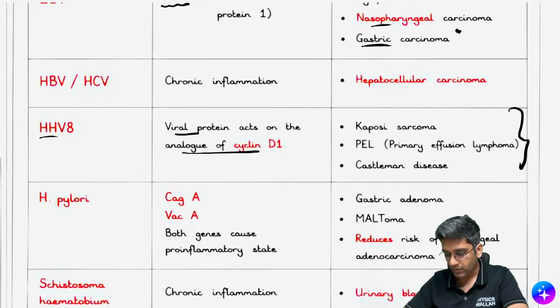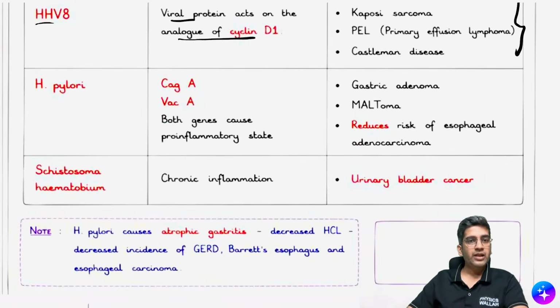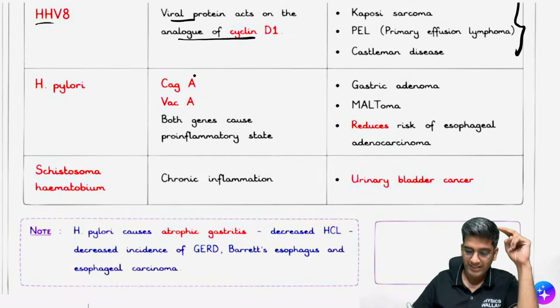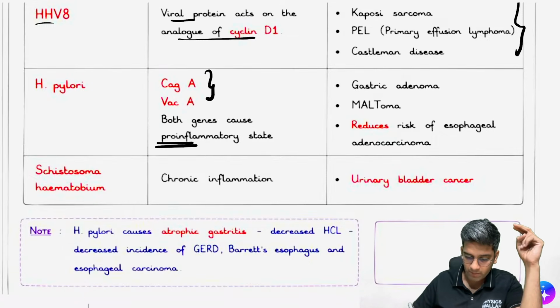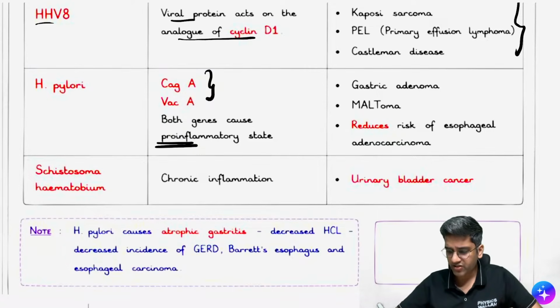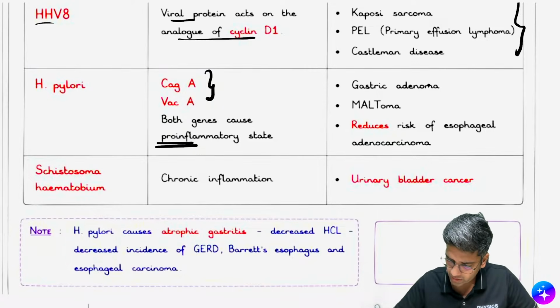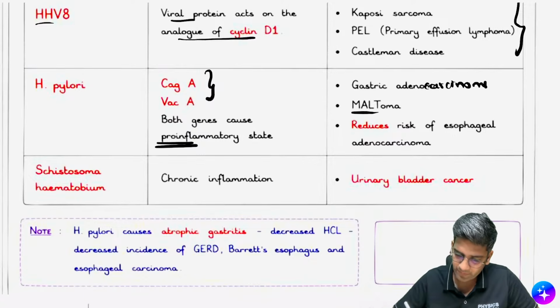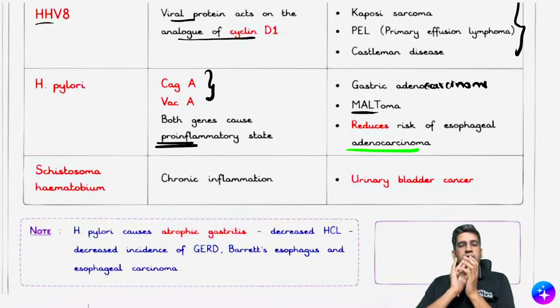Fine. Okay. H. pylori. I have two important genes of H. pylori, CagA and VacA. Both are again pro-inflammatory. It's inflammation-related cancer. That's all. It can cause gastric adenocarcinoma and also MALToma. Again, this is for an MCQ.